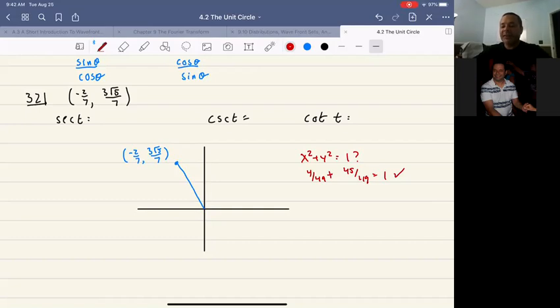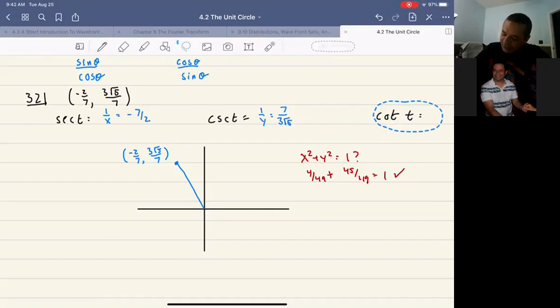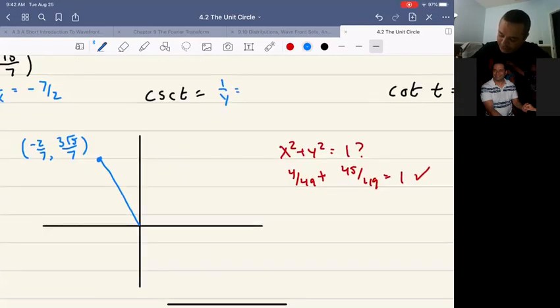So secant of t. Remember, secant of t is the reciprocal of cosine. So that's 1/x, which is going to be -7/2. Cosecant of t, that's the reciprocal of sine. So that's 1/y, 7/3√5. Oh, let me write that better. Okay, we have a problem here. Uh-oh, we have to rationalize this. Let me write it a little bigger or zoom in.